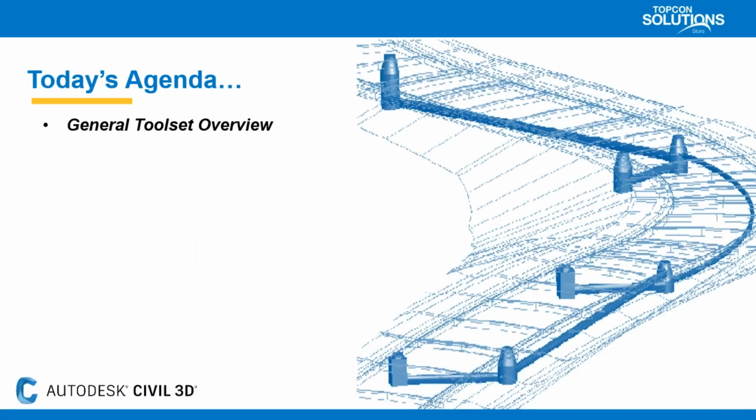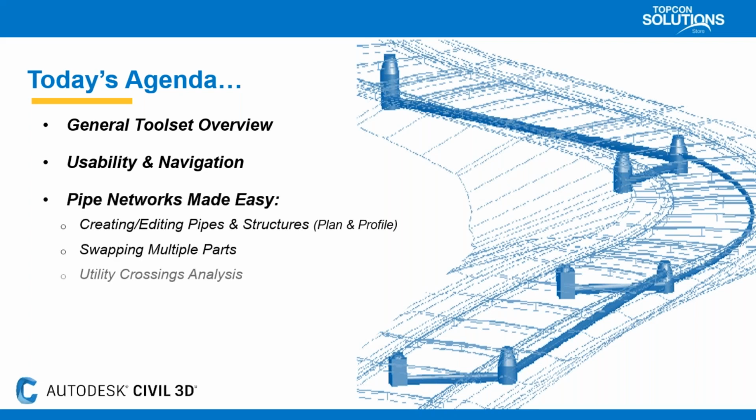Today's agenda: we're going to do a general tool set overview. We'll look at the usability and navigation of these tools and just how easy it is to zoom around and find the different objects and entities within your drawing. And then the primary focus today will be pipe networks made easy: creating and editing pipes and structures, both in plan and profile, swapping multiple parts and structures at the same time. We'll create utility crossings, and we'll add points to our structures, and then create station and offsets and put all this information in tables.